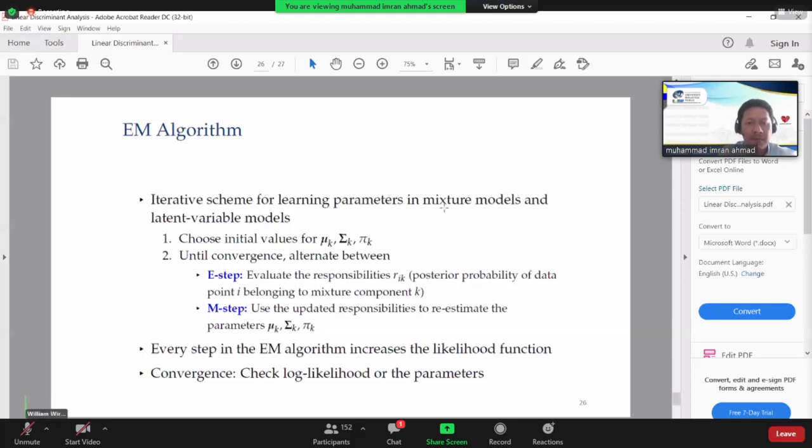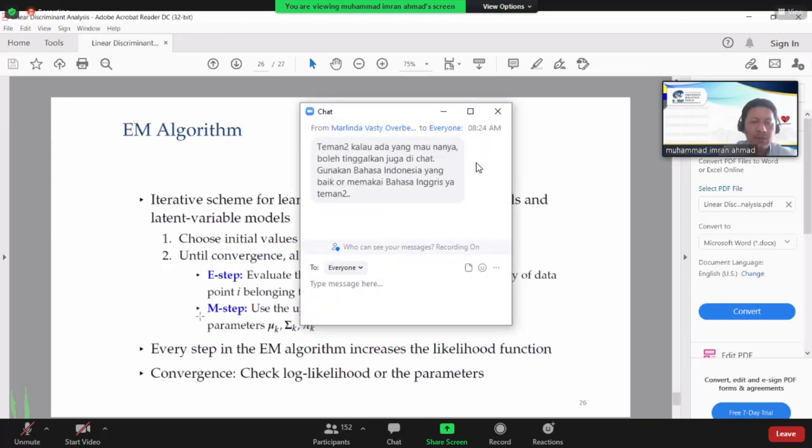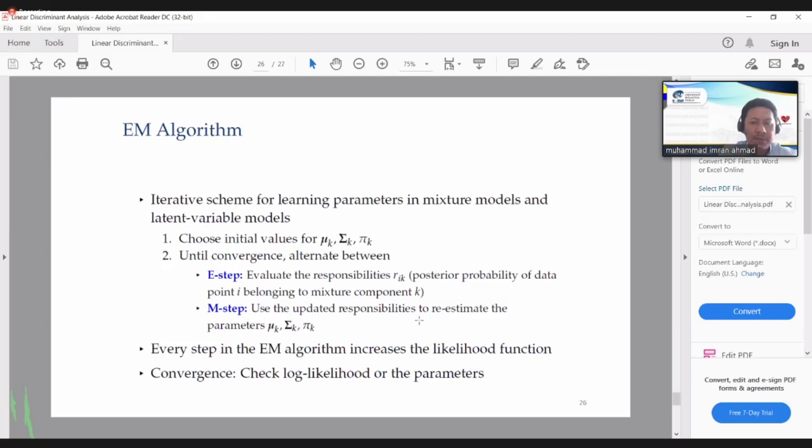So the iterative scheme for learning parameters in mixture models and latent variable models is step-by-step like this. First, you need to choose the initial value: mean, covariance, and weight. And then you need to run iteratively until convergence, and you have 2 processes here. Number 1, E step: evaluate the responsibilities, which is the posterior probability of data point I belonging to mixture component K. Then the M step: use the updated responsibilities to re-estimate the 3 parameters.